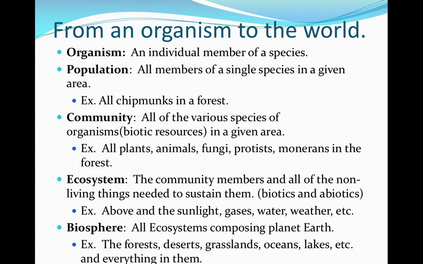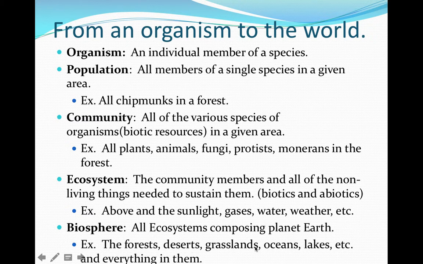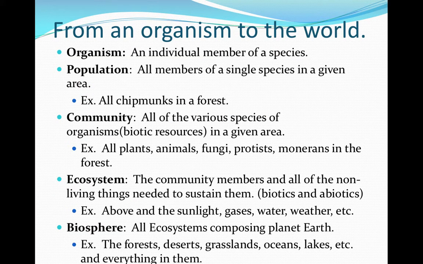And then if you go bigger than an ecosystem, the entire planet, we call it the biosphere. The biosphere is all of the ecosystems composing the Earth, and that would be the forests, the deserts, the grasslands, the oceans. The biosphere is made up of individual parts. We call these things biomes. A rainforest would be a specific type of biome. A desert is a different biome. A grassland, an ocean. So those are all of the different types of ecosystems or biomes that make up the entire planet, which is the biosphere.